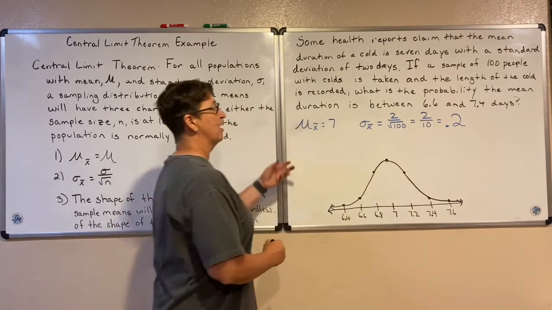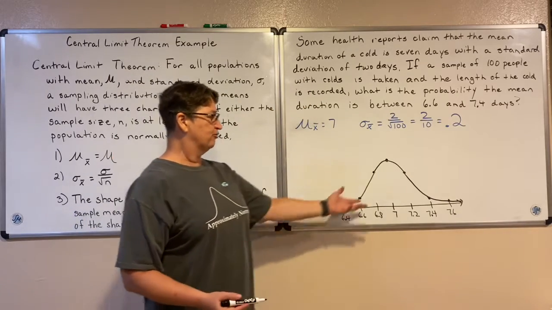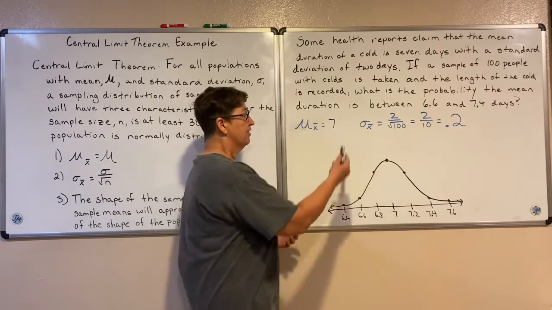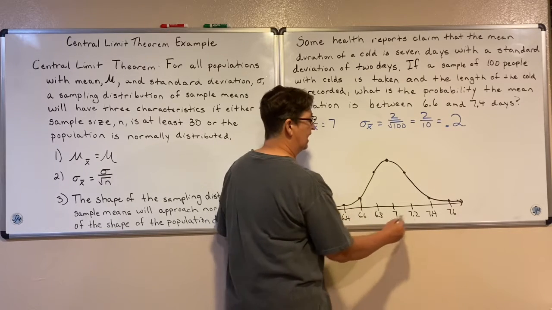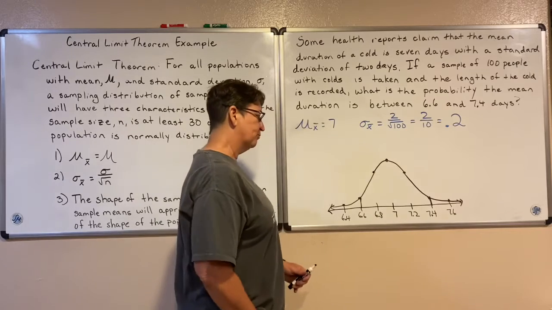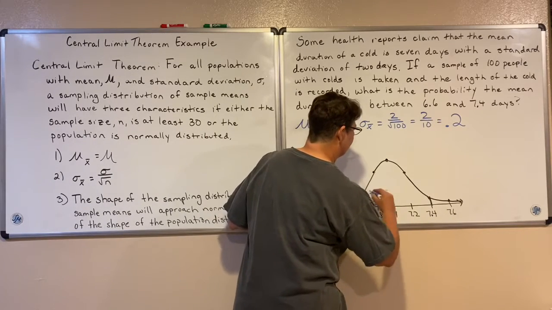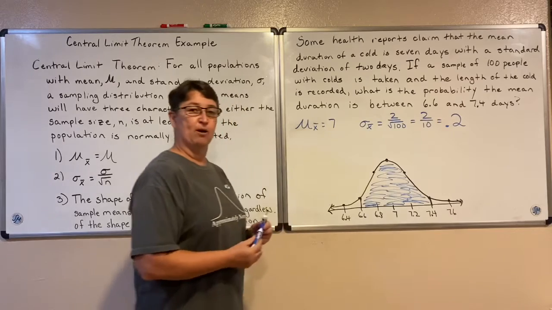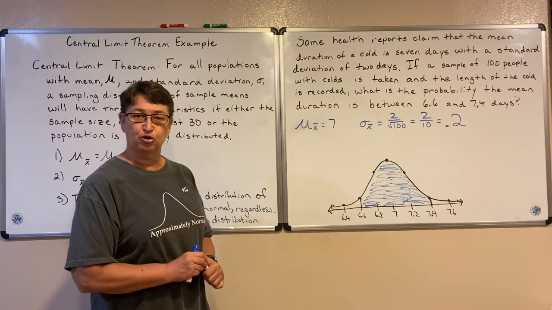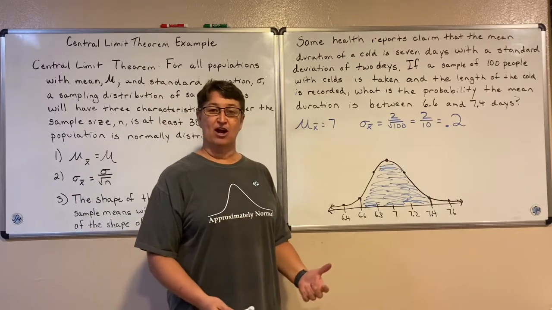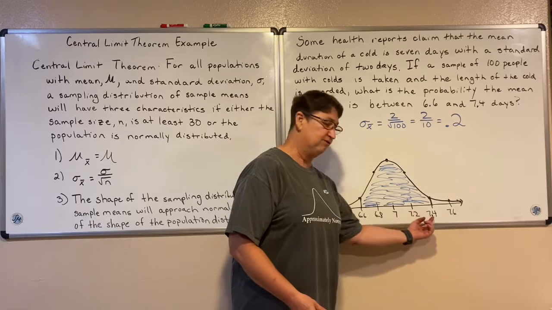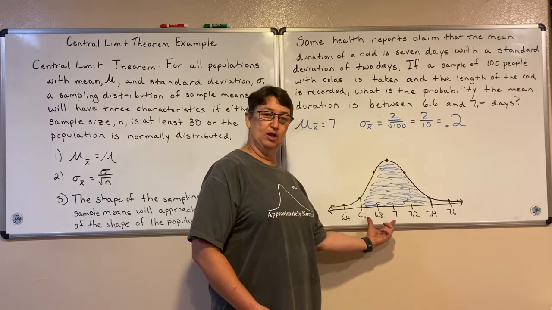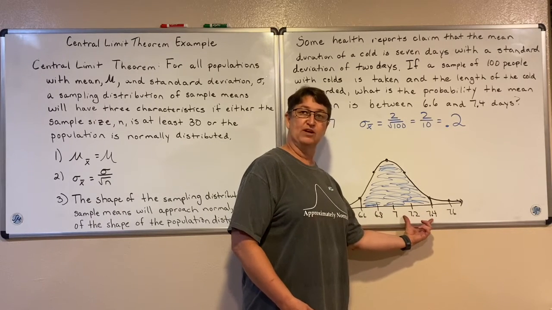And this sample mean that we've collected from this sample of 100 people falls somewhere in this distribution of sample means. And we want to know what's the probability that it is between 6.6 and 7.4. What's the probability that that mean falls somewhere in here in our distribution? Well, we know from the normal distribution and our empirical rule that 95% of our data falls within 2 standard deviations from the mean. And in this case, our 6.6 is 2 standard deviations below the mean, and our 7.4 is 2 standard deviations above the mean.